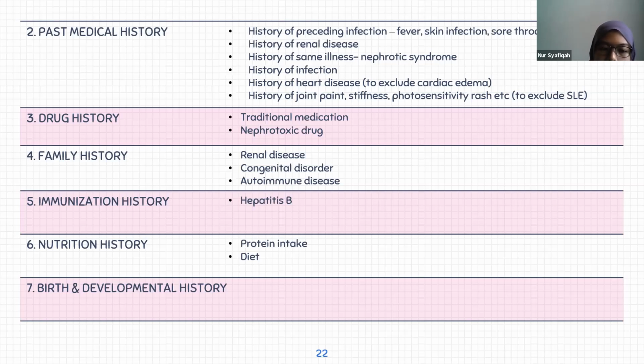And also we need to ask about the family history, if there is any history of renal disease, congenital disorder, or autoimmune disease. This is to assess, if this is present, this might be the cause of the nephrotic syndrome. So next we ask about immunization history, nutrition history, and also birth and developmental history.